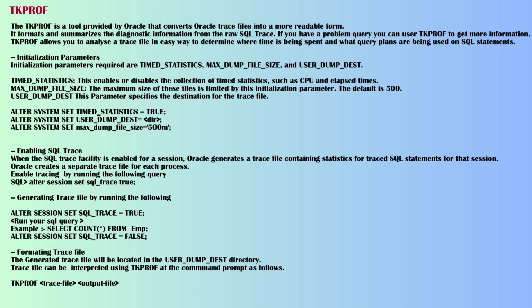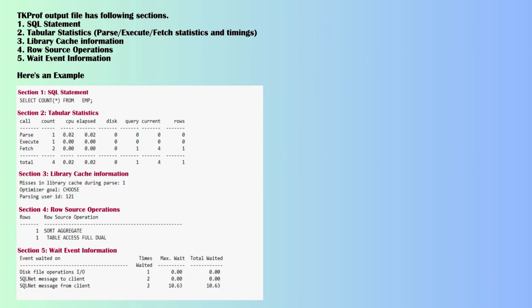The trace file can be interpreted using TKPROF at the command prompt as follows: TKPROF trace_file output_file. The TKPROF output file mainly has the following sections. 1. SQL statement. 2. Tabular statistics, parse/execute/fetch statistics and timings. 3. Library cache information. 4. Row source operations. 5. Wait event information. Let's explore each of these sections.